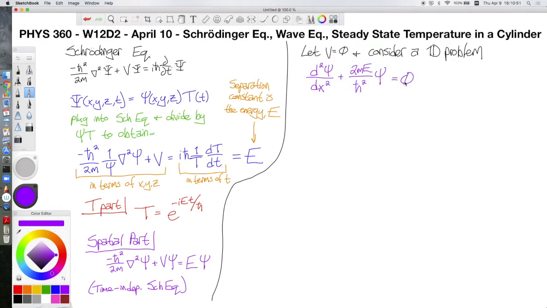And this is a differential equation that we know solutions to. The solutions to this are sines and cosines. We will need to have a very specific value of k, and that value of k is the square root of 2mE over h bar squared. So now we have the form of our general solution to this equation.